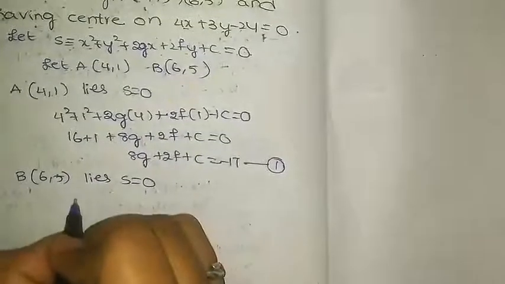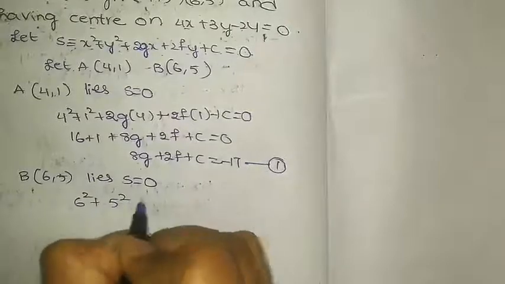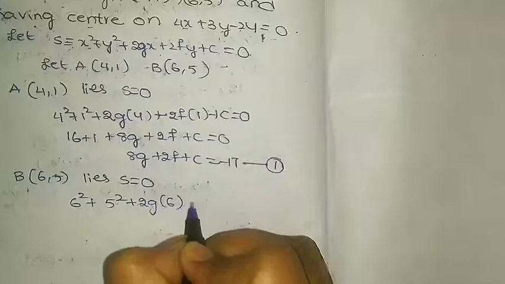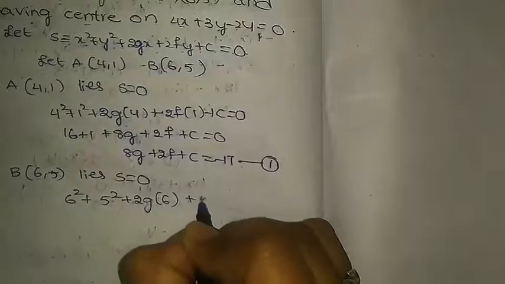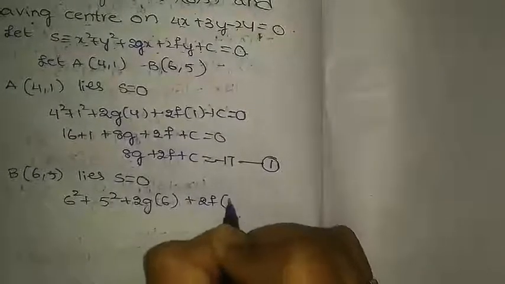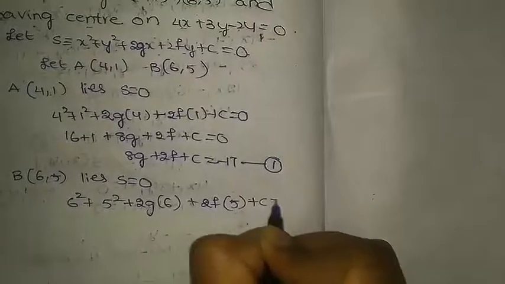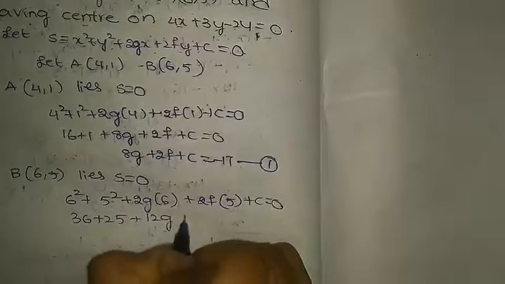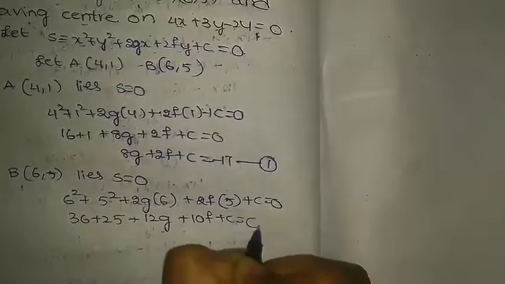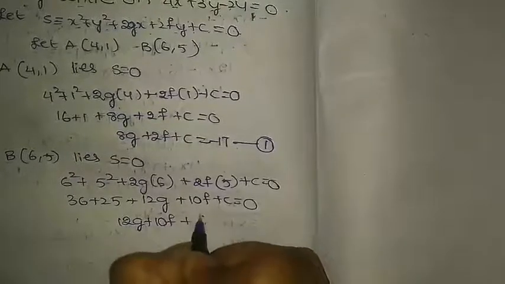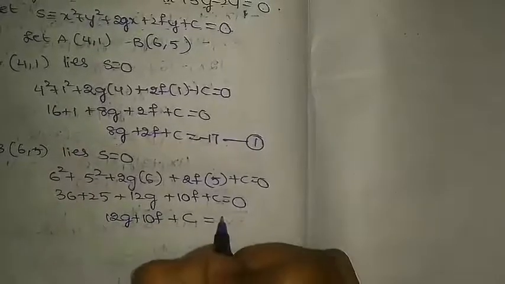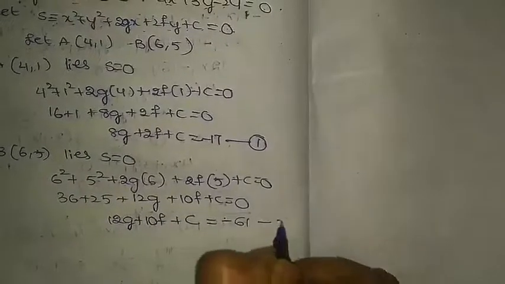B also lies on the circle. So 6 square plus 5 square plus 2g into 6 plus 2f into 5 plus c equal to 0. 36 plus 25 plus 12g plus 10f plus c is equal to 0. Now 12g plus 10f plus c is equal to minus 61. This is equation number 2.